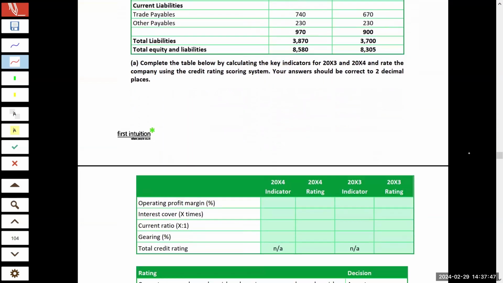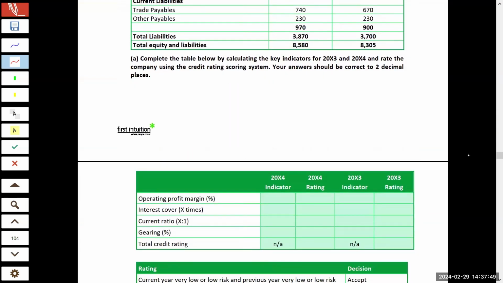And we're told, first of all, in part A, complete the table below by calculating the key indicators 2013 or X3 and X4 respectively, and rate the company using the scoring system. And we should do so to 2 decimal places. So again, this is all about ratios, calculating ratios and understanding them.